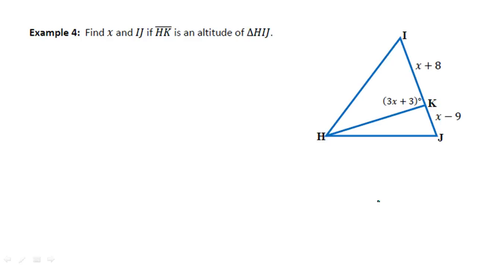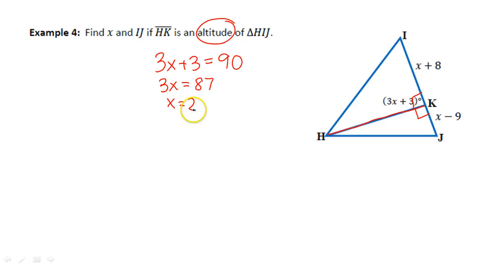Example 4. Find x and IJ if HK is an altitude of triangle HIJ. The way that we mark an altitude is we have to show that it's perpendicular to the opposite side. So that means that these will be right angles. We can actually find x now because we know that 3x plus 3 has to be equal to 90. So 3x is equal to 87. Divide by 3 to get x is equal to 29.